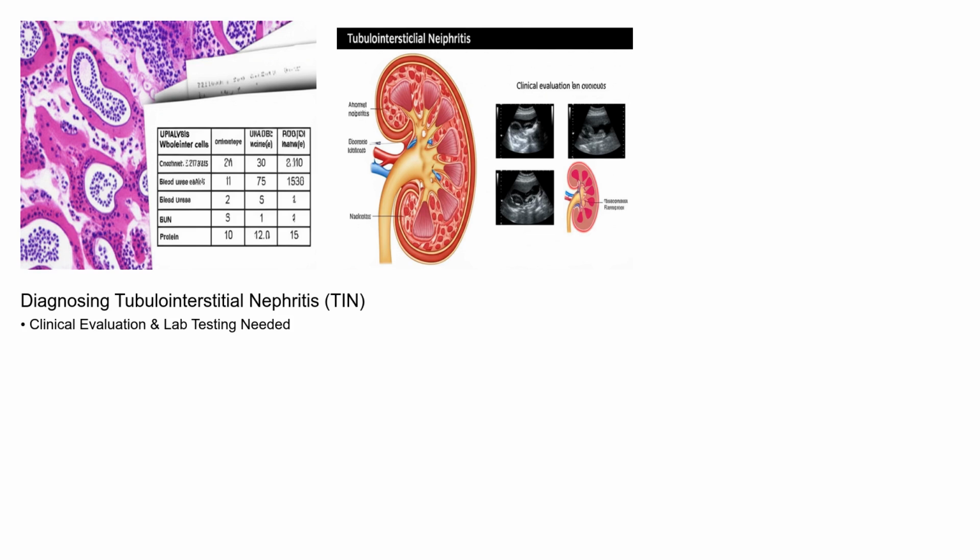An important diagnostic tool is a kidney biopsy. This involves taking a small sample of kidney tissue for microscopic examination. The biopsy can confirm the diagnosis of TIN and help determine the underlying cause. In some instances, imaging studies like ultrasound or CT scans may be used to rule out other kidney conditions.